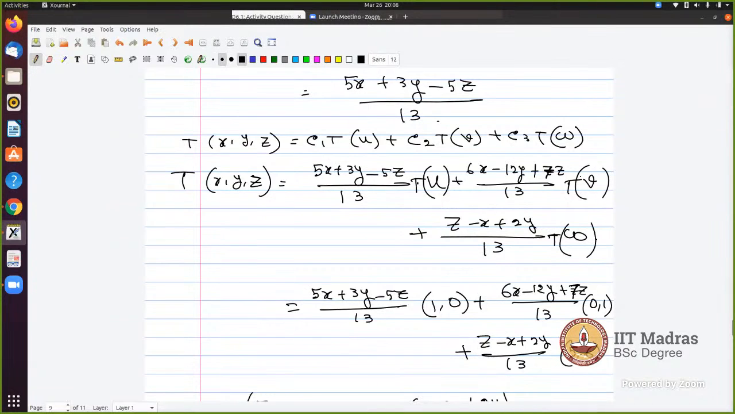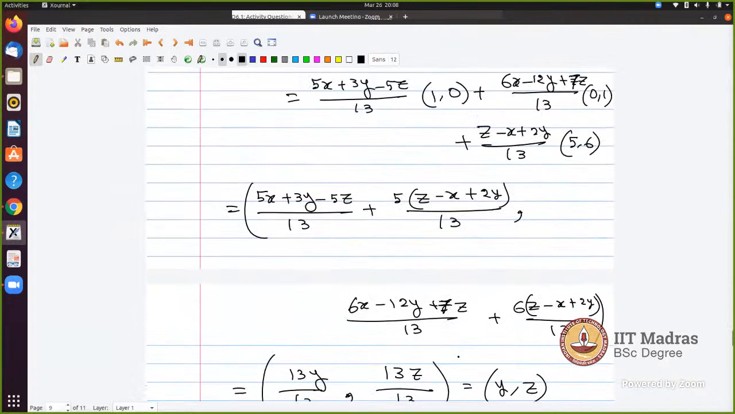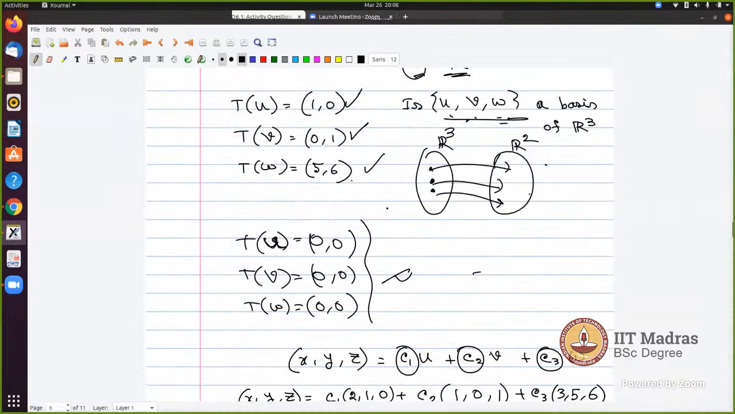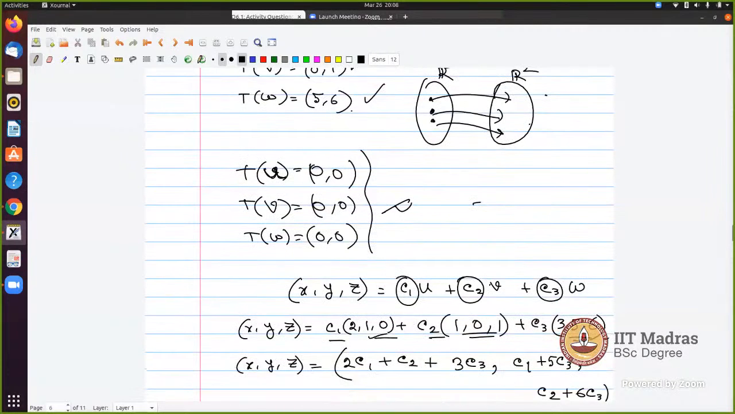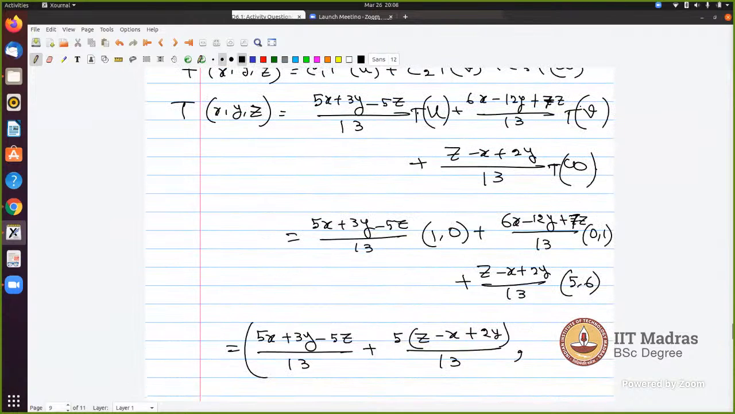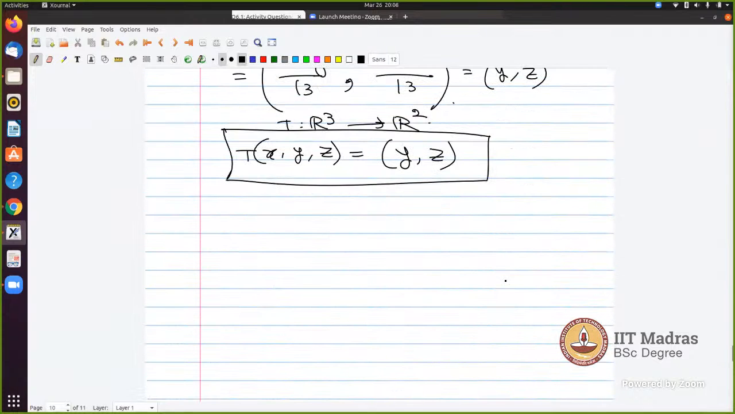Is it clear? So whatever linear transformation you got here, is it satisfying all those properties, T(u), T(v), T(w)? It is satisfying, right? Yes, it is satisfying. So that's how we get a linear transformation from a basis. So this question was all about whether the vectors in the domain are independent or not. Exactly.